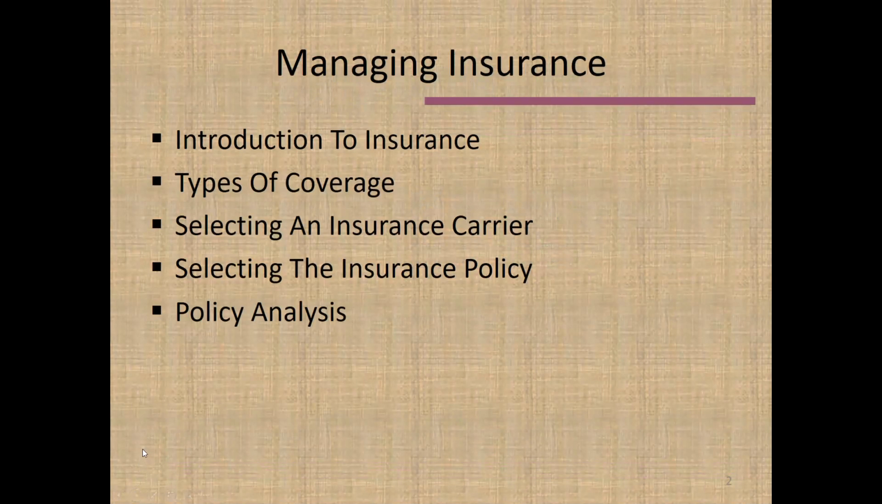We've got several topics here in this chapter. The first is an overview about how insurance works generally. Then we're going to discuss a few categories of insurance. We're going to talk about how you ought to go about selecting an insurance carrier, and also how you might want to select a particular insurance policy. And finally, we'll consider some policy issues.